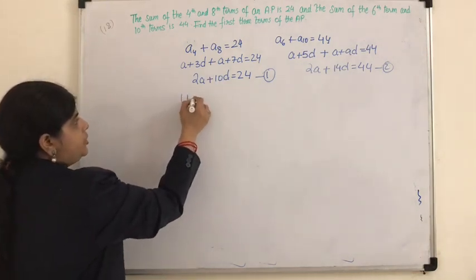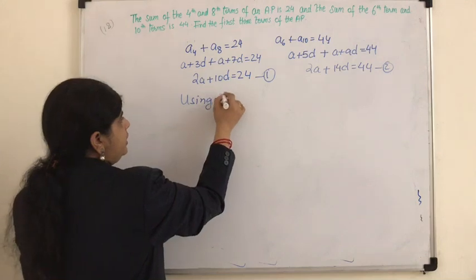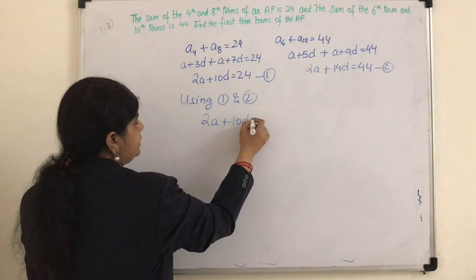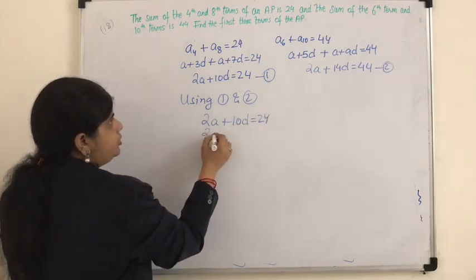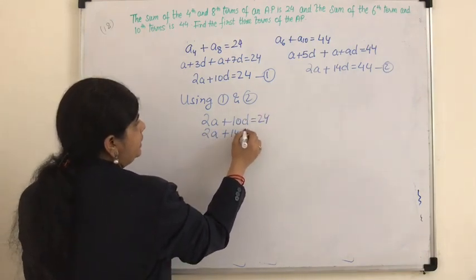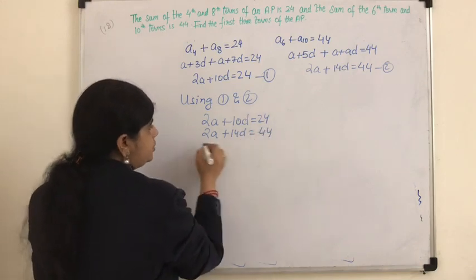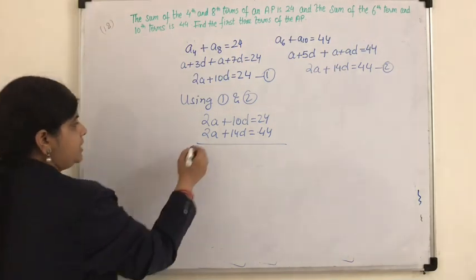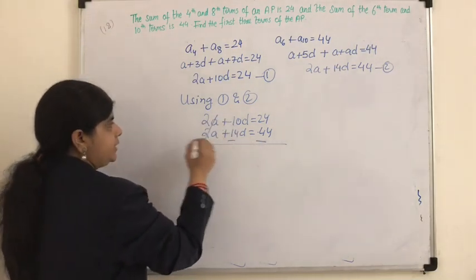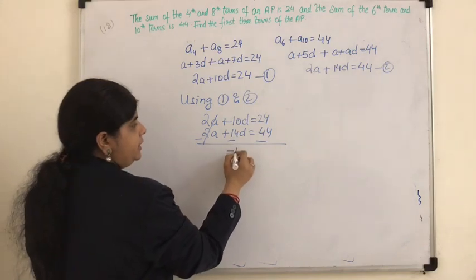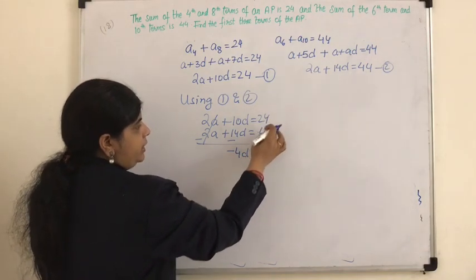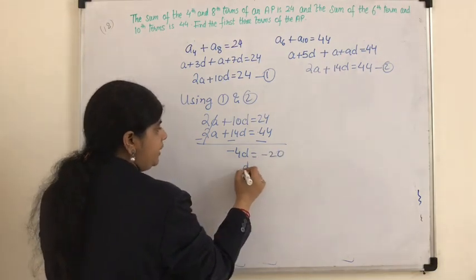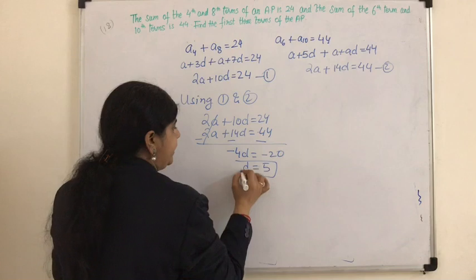So using equations 1 and 2, what do we get? I am writing it again. 2A plus 10D is 24 and 2A plus 14D is 44. How do we solve equations in 2 variables? Variables are A and D. So subtract. So 2A will get cancelled. 10D minus 14D is minus 4D, and 24 minus 44 is minus 20. So D is 5, the minus sign will get cancelled.